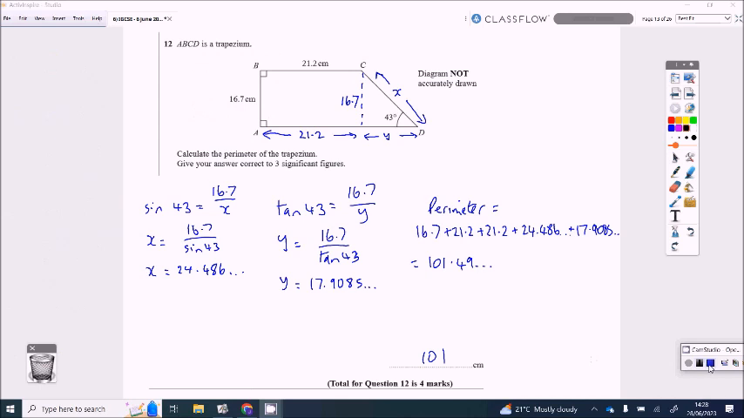Right, finally got that to stop. Okay, so we get 101.49, round that to 3 significant figures, we get 101. Okay, so 21.2, 24.486, 70.9805, 21.2, 16.7, 101.49, 101 when it's rounded to 3 sig figs.